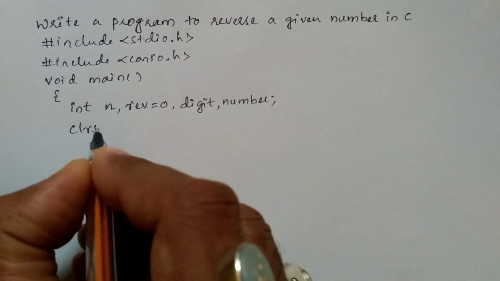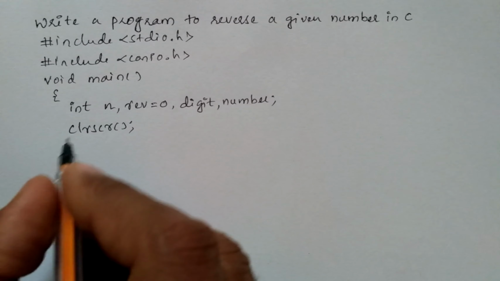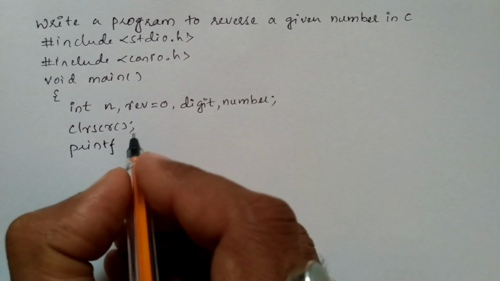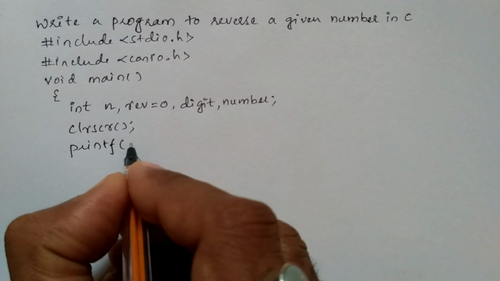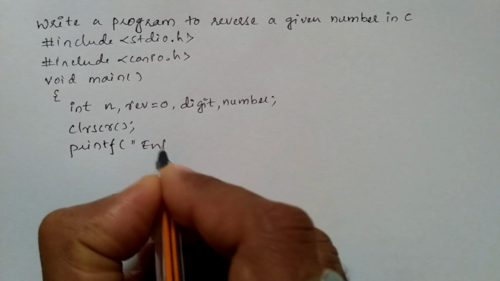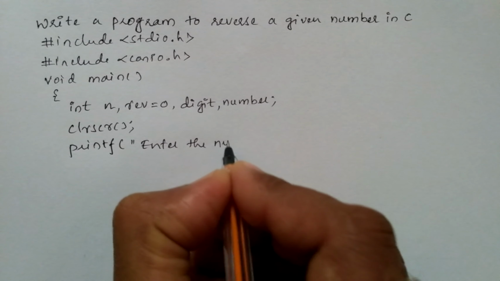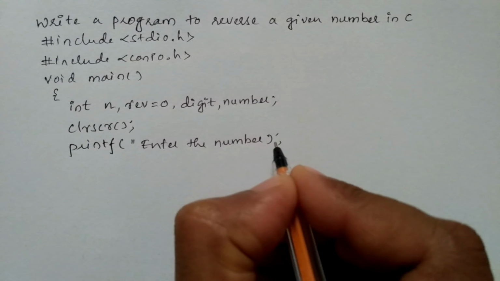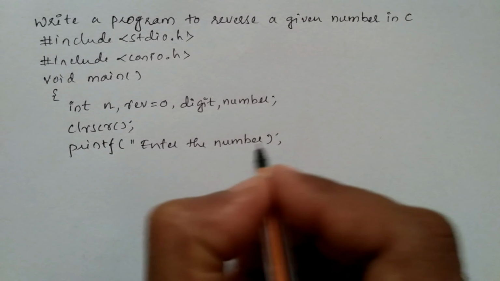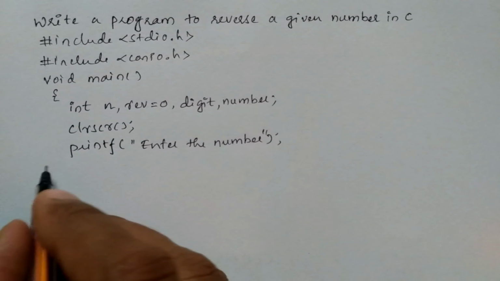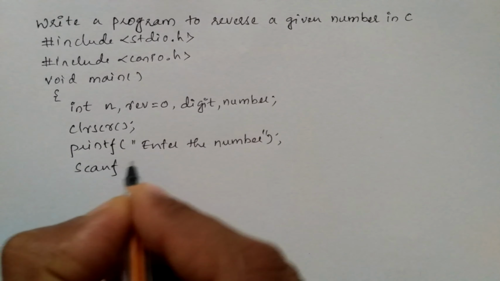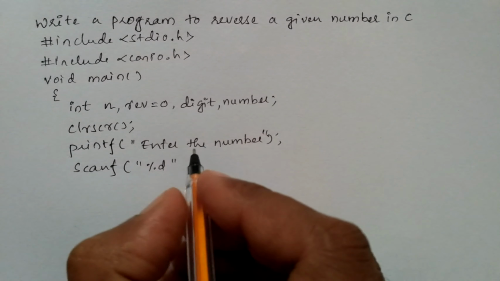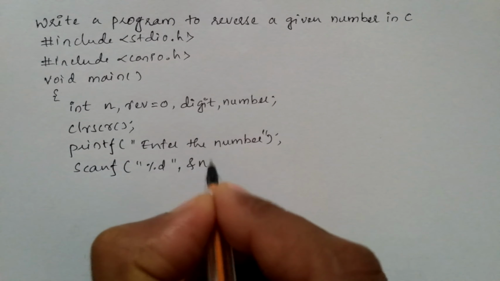Now let us write the clrscr function, which is used to clear the screen, and now we'll ask the user to enter the number using the printf function. Here I'm going to write in double quotation marks "Enter the number", and here we'll close it and put a semicolon. Next we'll write the scanf statement, and in it %d, that is the format specifier, we are going to put a comma and ampersand of n.